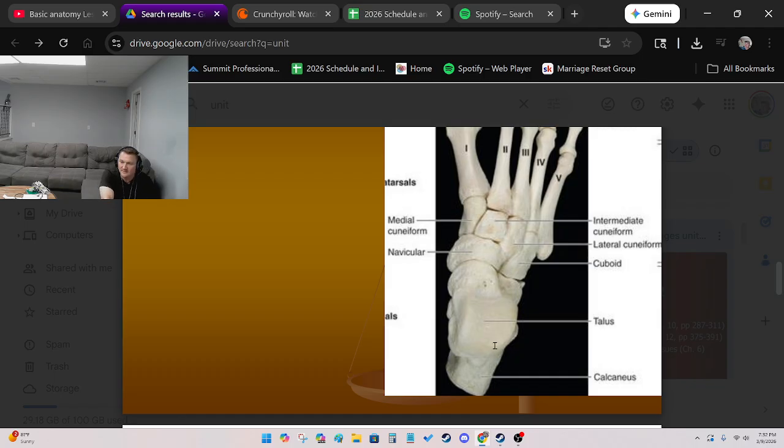And the talus is, thank goodness for your talus, man. That is where a lot of your body weight is going to sit on the talus. And the calcaneus is your heel. It's the bone of the heel.